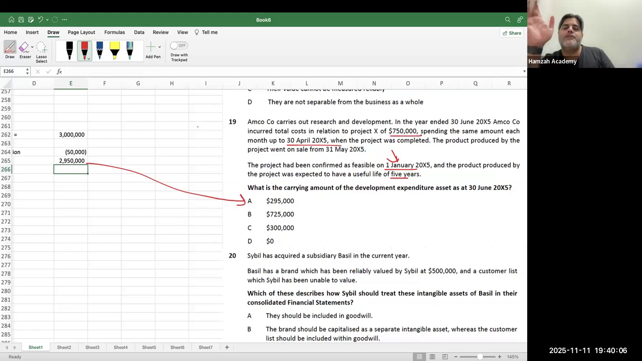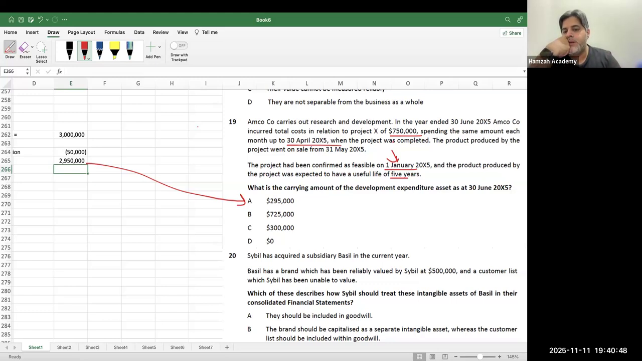I believe this is a typo error over here because I can't see anywhere, let's say this is 750,000 for the total. So 750,000 total for how many months? How am I supposed to get an idea for how many months these have been incurred? Okay, fine, same amount each month up to 30th April 2025, agreed upon. But from what time were you spending this amount? The project had been confirmed as feasible from 1st January, so this is the time period from when I can capitalize the cost. If I have to assume that 750,000 is the total cost, then for how many months?